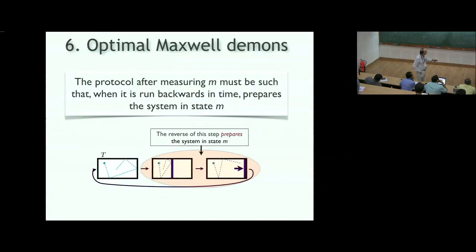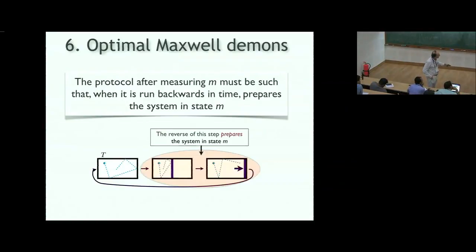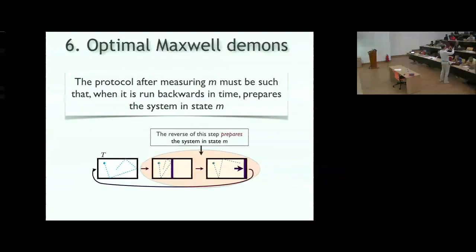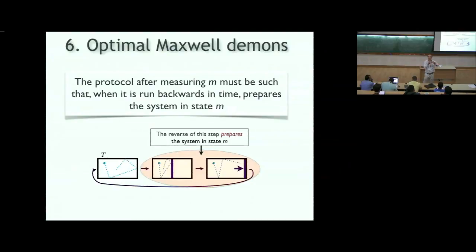The reverse of all these steps prepares the system in a state left in this case. Okay, remember this recipe. If I have some measurement and I want to extract the maximum amount of work from that information, I have to do something that, when reverted, prepares the system in this state.